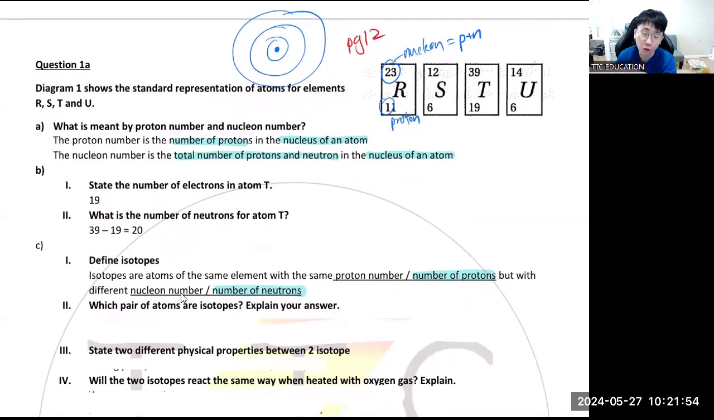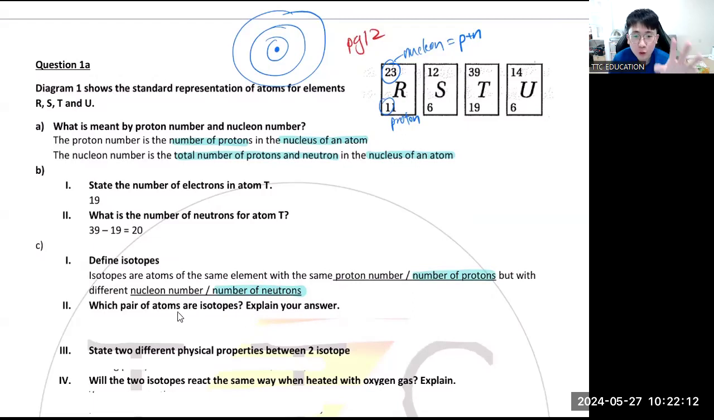So I will say, guys, choose the one that you prefer to memorize. Don't memorize both, then in the exam you accidentally mix and match. You say same proton, different number of neutron. Then no good. So this is wrong.